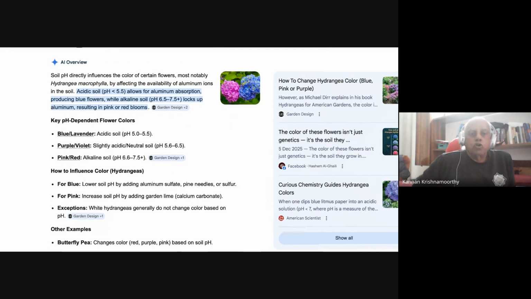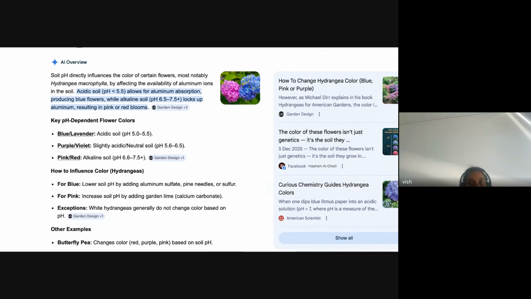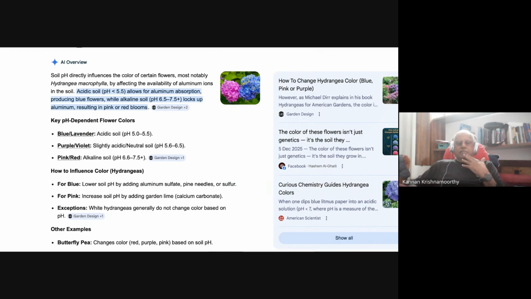See, soil pH directly influences the color of certain flowers, most notably hydrangea macrophylla, by affecting the availability of aluminium ions in the soil. Acidic soil allows for aluminium absorption, producing blue flowers, while alkaline soil pH locks up aluminium, resulting in pink or red blooms. Oh, so you can change the color depending on the type of soil you use.